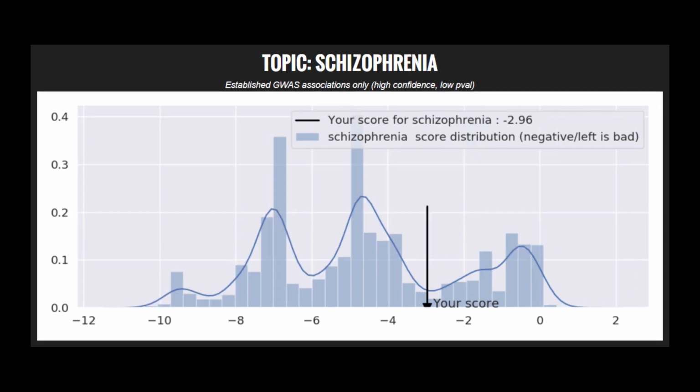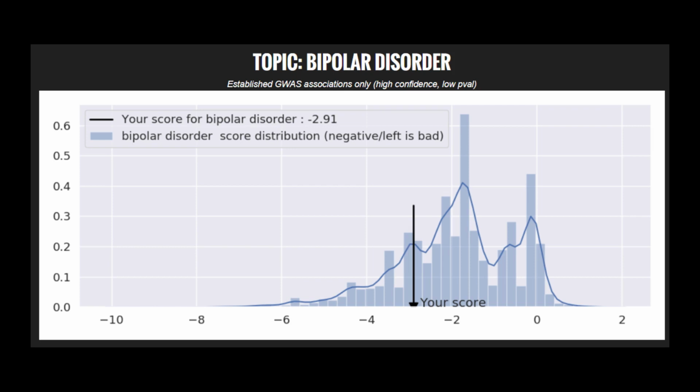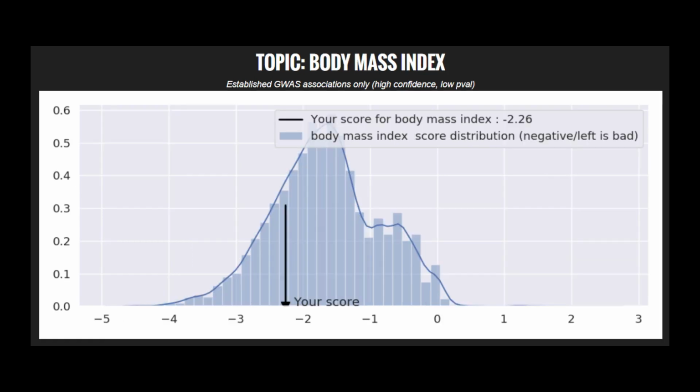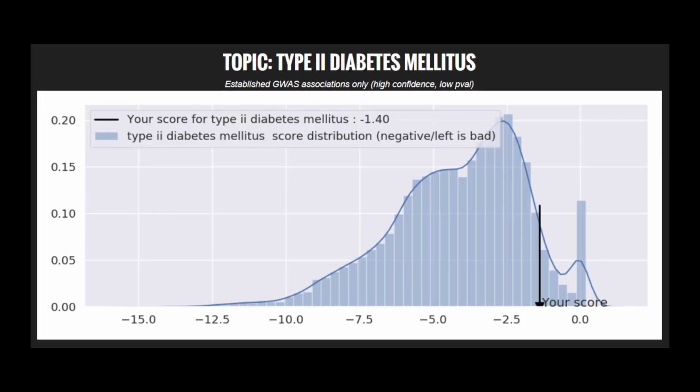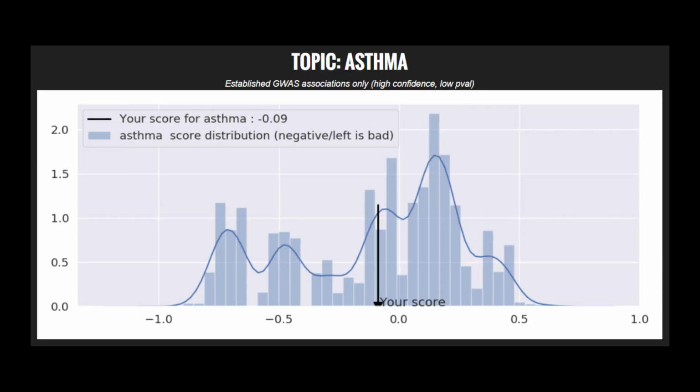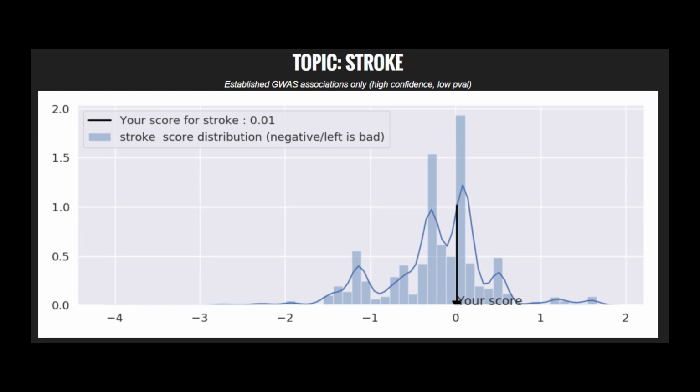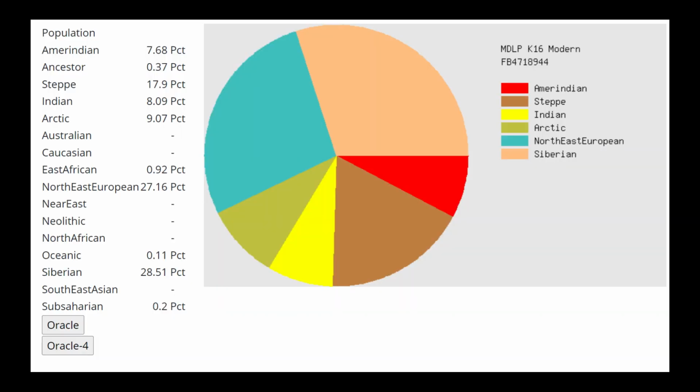She's got an average risk score of schizophrenia. She's got a high risk score of bipolar disorder. She's got a high risk score of body mass index, so fatter, and she's got a lower risk score of type 2 diabetes, and she's got an average risk score of asthma, and finally she's got an average risk score of stroke. This is what she scores with MZLPK16.